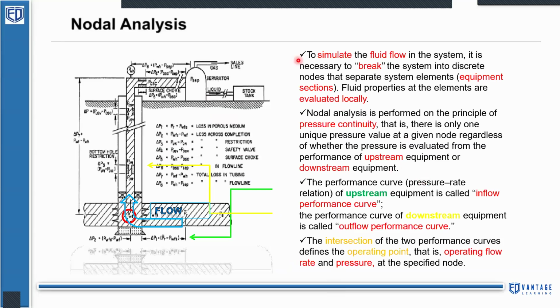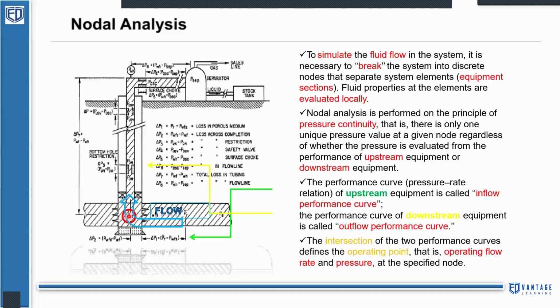So this is the complete picture of analysis where we simulate the fluid flow in the system. It is necessary to break the system into discrete nodes that separate the system elements. As I've told you, bottom hole node is one, wellhead node is one, and choke node is one. So these are several equipment sections. The fluid properties at the elements are evaluated locally. So nodal analysis is performed on the principle of pressure continuity: the pressure from reservoir till the bottom hole, from that to wellhead, from that to choke, then to separator. That is, there is only one unique pressure value at a given node, regardless of whether the pressure is evaluated from the performance of upstream equipment or downstream equipment.